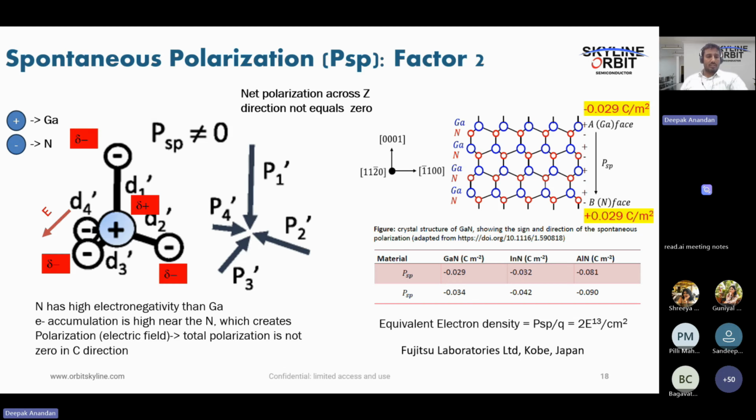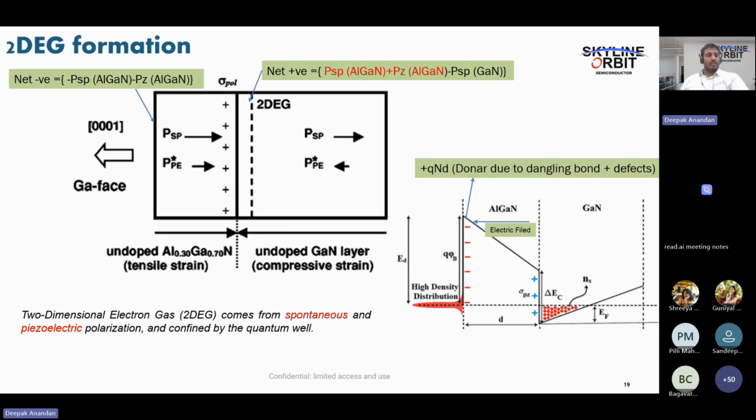What is spontaneous polarization? There are two factors. One is the wurtzite crystal structure. Another is that the electronegativity between gallium and nitrogen is different, so it forms a dipole, and it creates the polarization in some direction. Let's say top to bottom. So the third one is like the second factor, basically.